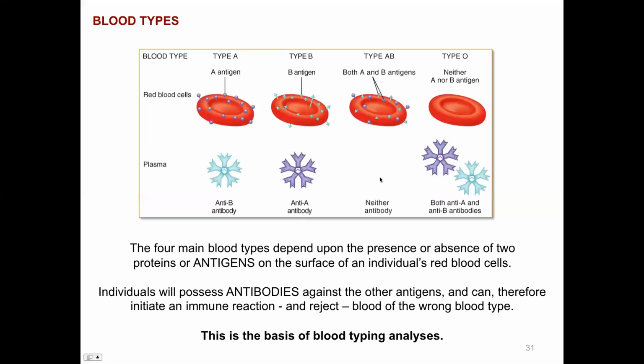But if you're type O, well, then you have a problem, right? Because you don't have either of those proteins. So both of those proteins are going to be foreign to you. So you make both antibodies. You're going to reject blood from A and B, or AB, all right?